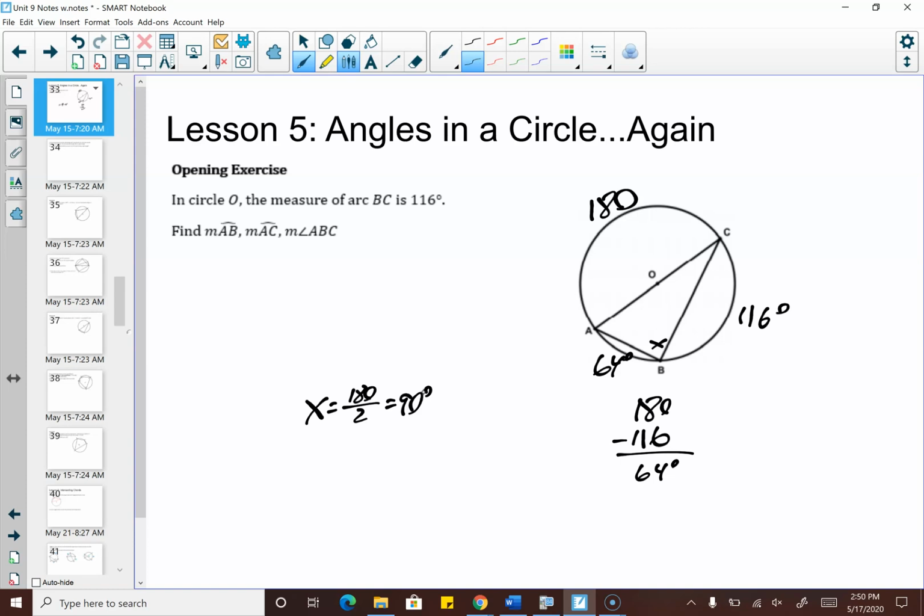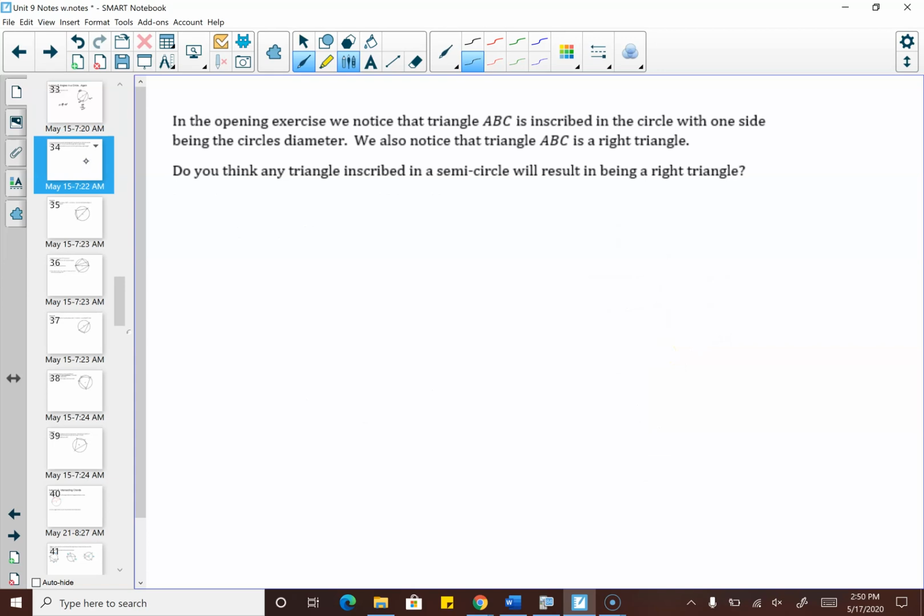So what we want to do here is look a little bit more at these triangles where one of the sides is the diameter. Basically, one of our angles ends up inscribed to a semicircle. So in the opening exercise, we notice the triangle ABC is inscribed in the circle with one side being the circle's diameter. We also notice the triangle ABC is a right triangle. Do you think any triangle inscribed to a semicircle will result in being a right triangle? And the answer is yes.